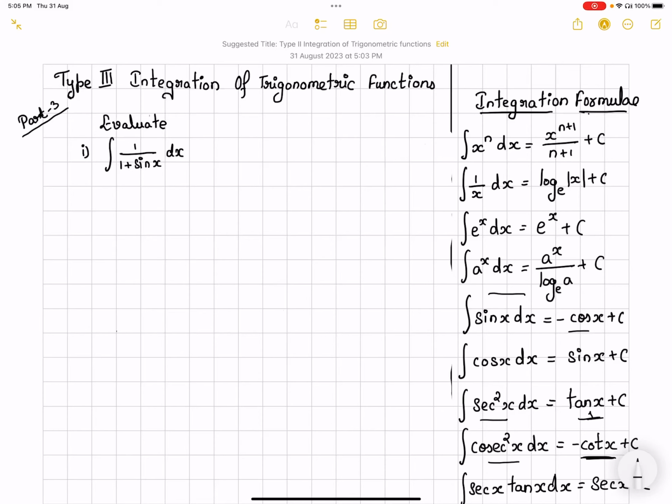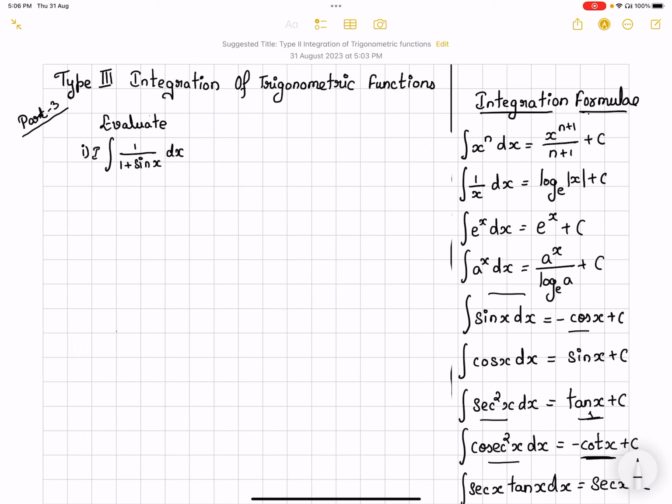Hello everyone. So let's continue with the type 3 integration of trigonometric functions related problems. In this, what we are going to observe is how they are giving us the trigonometric ratio in the denominator and how we are going to solve these type of problems with the help of rationalizing. So when we have something in the denominator in the format of 1 plus sin x or 1 plus cos x, or secant x plus tan x, something where we are unable to do anything with our integration formulas, in that case, we take the help of rationalizing the denominator.